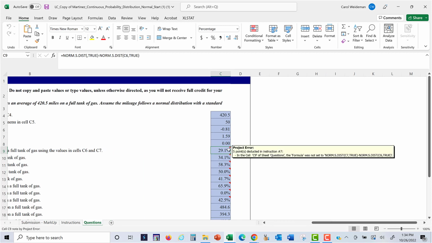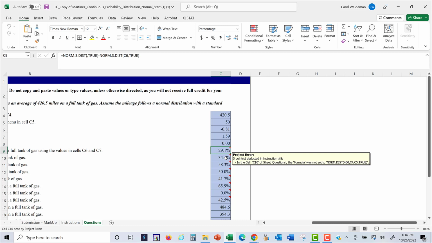So for the ones that you're getting marked wrong, if you click on the cell first, it'll show the formula. And then if you put your mouse over it, you'll notice in your formula you had NORM.S.DIST, that's correct. C7: you didn't put the C7 in the first set of parentheses. You left it blank, comma, TRUE. The second part was correct. And I think you probably did the same thing all the way down. Let's click on the cell here and see what you did. You have a whole bunch of parentheses in there.